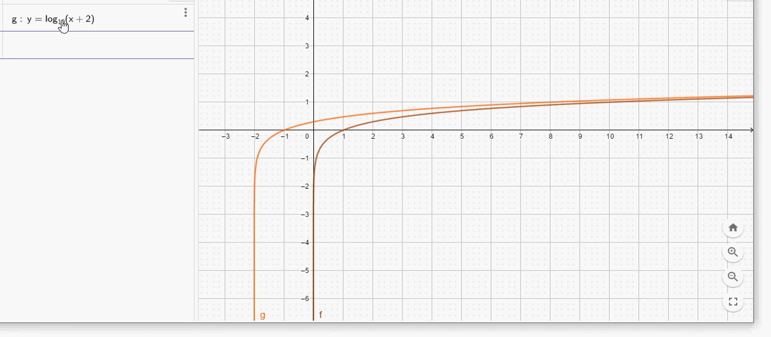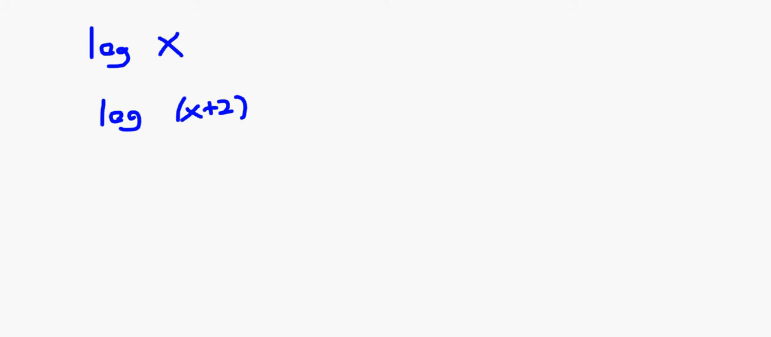Plus 2 shifted it to the left 2. Why did it do that? Because if I put in x equals minus 1.9, does that log exist? Why does it exist? Because the log will be 0.1. The answer exists now. So by putting in a plus 2, I can now have negative values of x that actually exist.